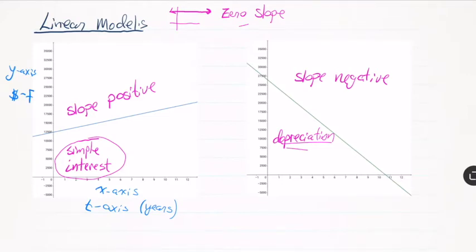If we're talking about the depreciation of a car, again, we would be talking about the t-axis here, or years, that we've owned the car and it's losing money as we own it. And then again, we're talking about money here. And again, we can probably call it a future value, even though this one is going downhill rather than uphill.